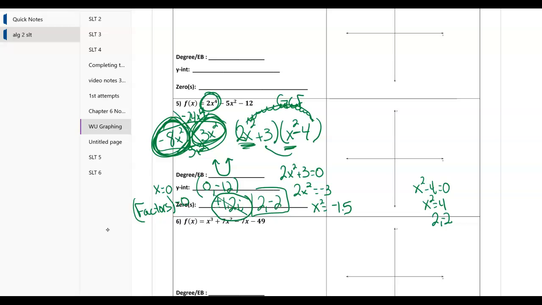So here is my y-intercept. Here is my -2 and 2. They are both crossing, and there's the end behaviors. And now it's just going to cross through, turn to get to here, and then cross through. All right, and that is a little practice.